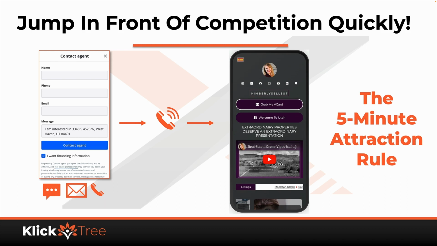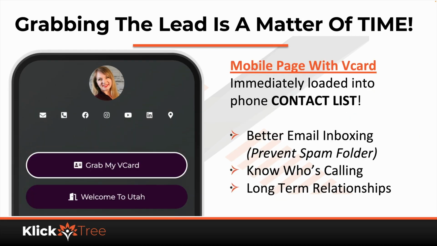They have to grab the V card so that whenever Kimberly calls, on the caller ID they can see, hey, it's Kimberly. If she sends an email, then it lands in their inbox. If she sends a text, then they can see, hey, it's Kimberly, and it doesn't just show a phone number. I get called regularly here in the US, and it's all these spam calls. So whenever I see a phone number, I don't even pick up. That's the experience of everyone else. So it's very important that they see a name with the number. All right. The mobile page with the V card immediately loaded into their contact list has better inboxing, has caller ID, and builds that relationship fast.